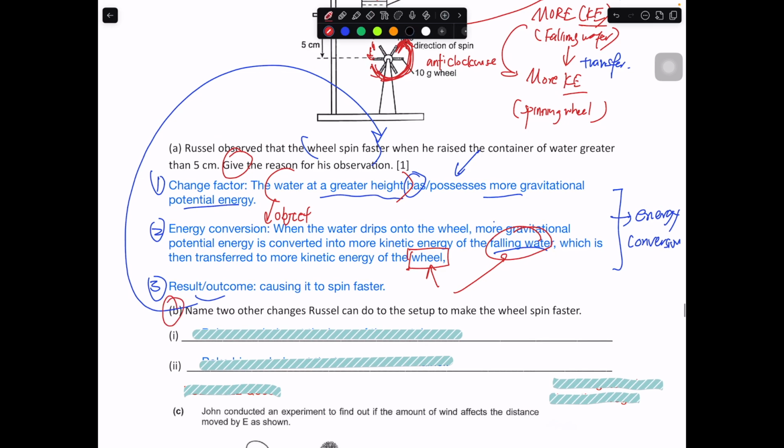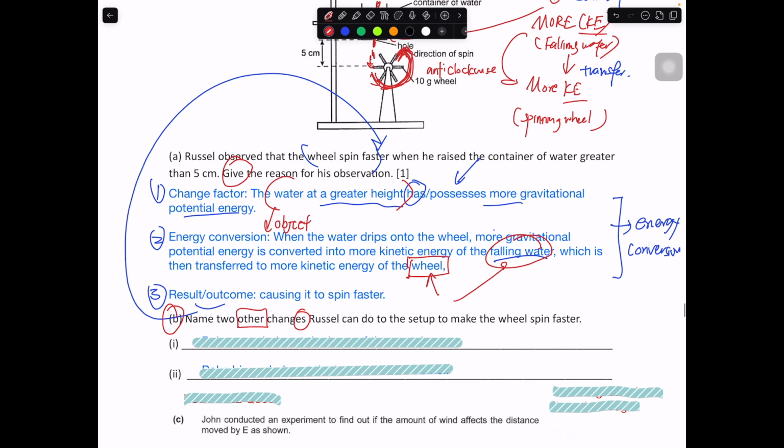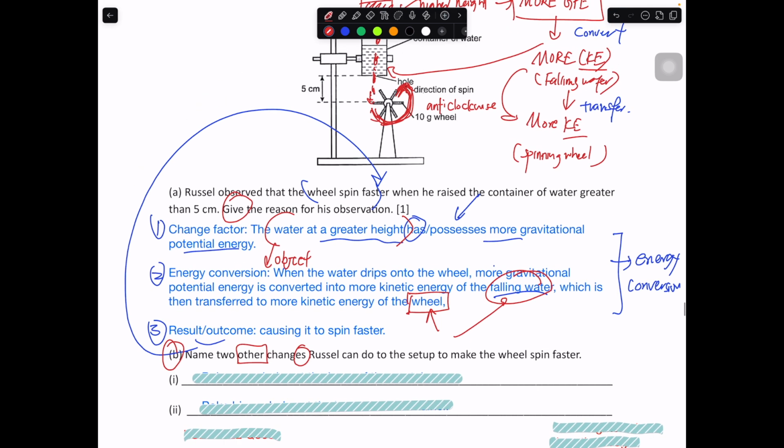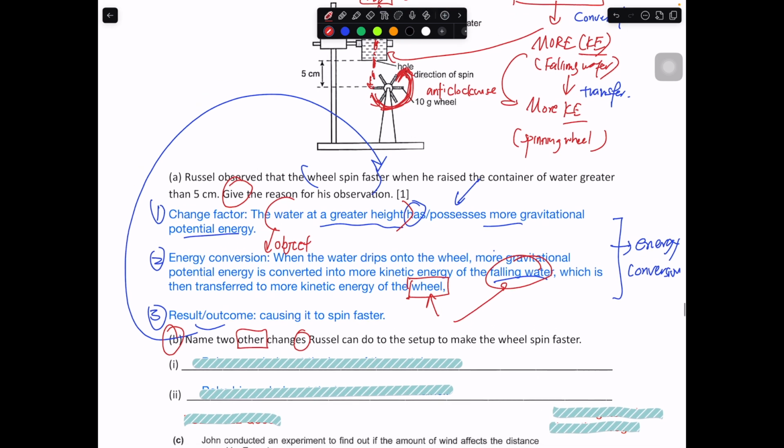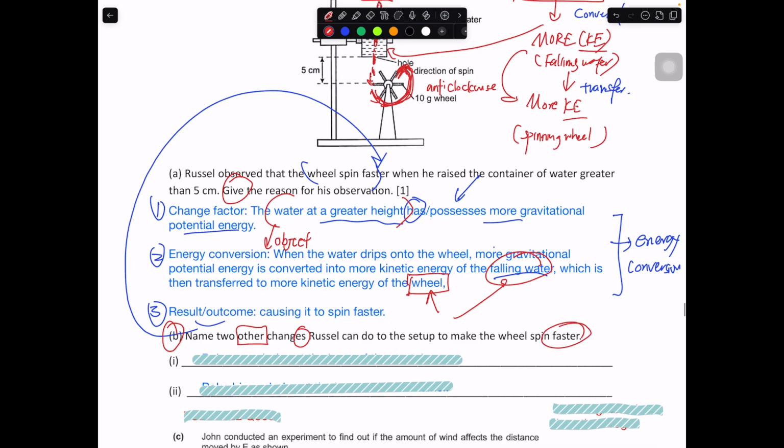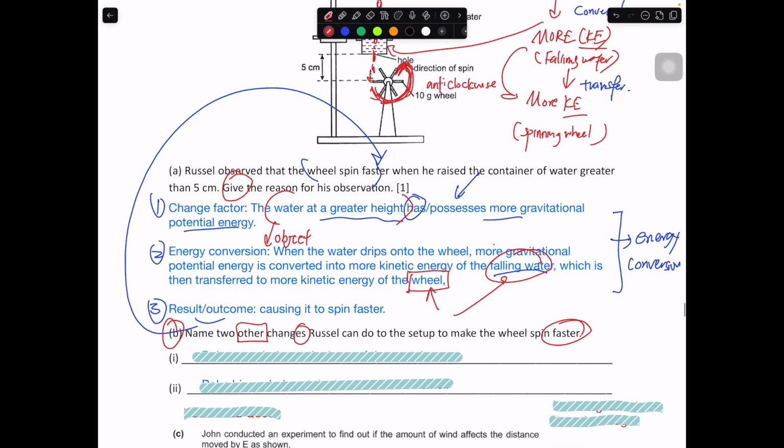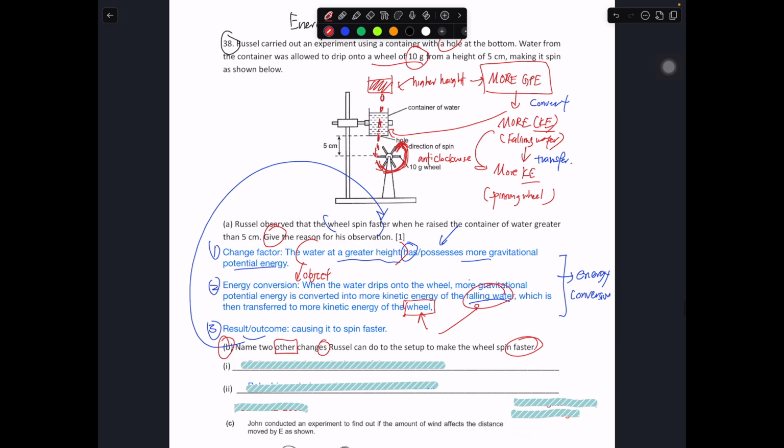Okay, so for part B, name two other changes. That means you cannot tell me, in this case, you cannot tell me raise the water at a high height. Okay, you want to do two things to make the wheel spin faster. Okay, so you can take a look at this. GPE is affected by height as well as mass. Okay, so what can you do, right? Okay, what can you do to increase the GPE without touching height, without mentioning height? You can do something about the mass, right?